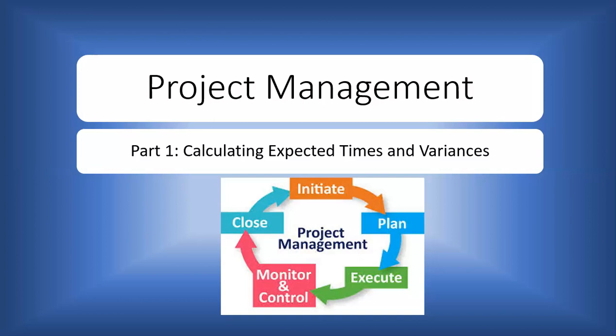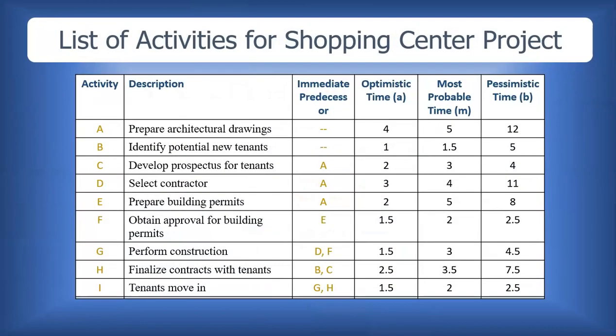In part 1 we cover calculating the expected times and variances for the activities. So here we have details for our shopping center project. We have activities listed from A to I, but we'll be focusing on the 3 times to the right: the optimistic time A, the most probable time M, and the pessimistic time B.